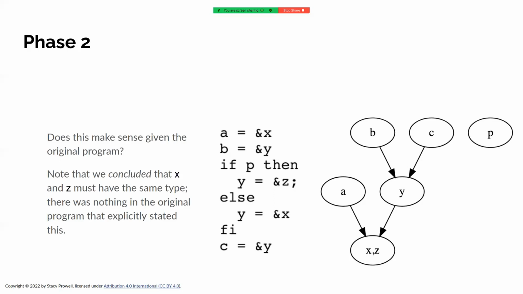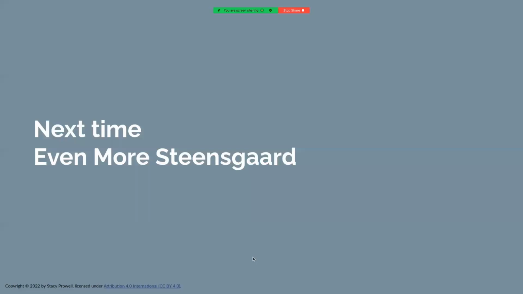Note, we have concluded that X and Z have to have the same type. That's a pretty strong conclusion. There's nothing in the program that necessarily requires it. It's just something that we concluded based on Steensgaard's algorithm. All right. Whew. That's all the Steensgaard I have time for today.